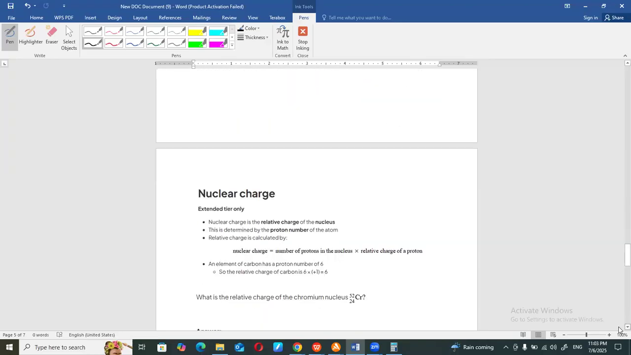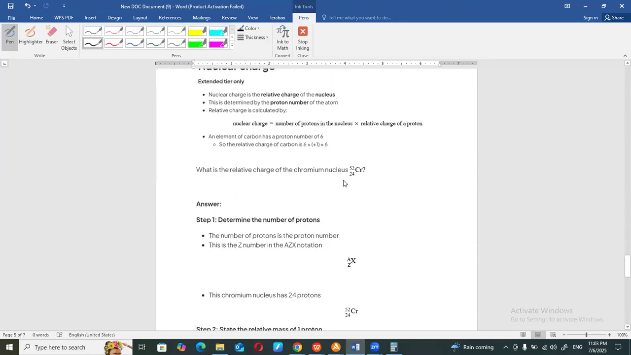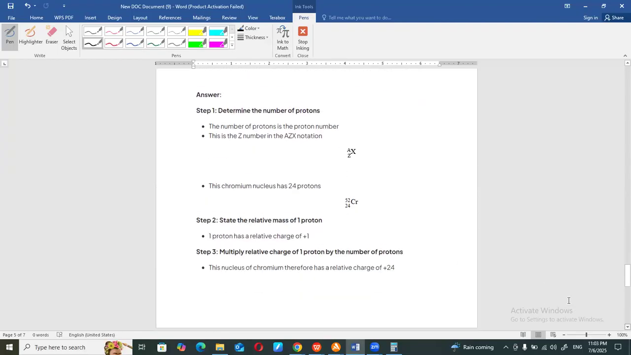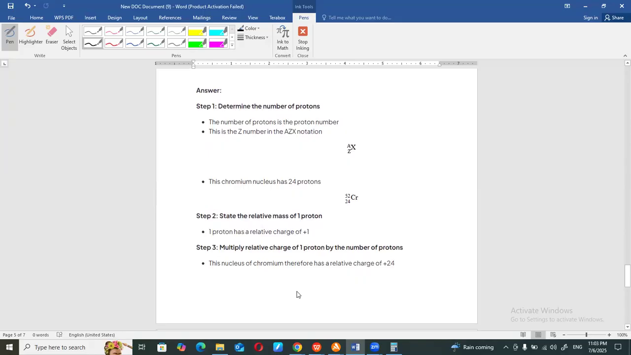Now here, if you want to find out their relative charges, it has 24 protons. So the charge of that chromium is positive 24 for the protons. This is how we found out the relative charges of that particular nucleus. So the nucleus of chromium therefore has a relative charge of positive 24.